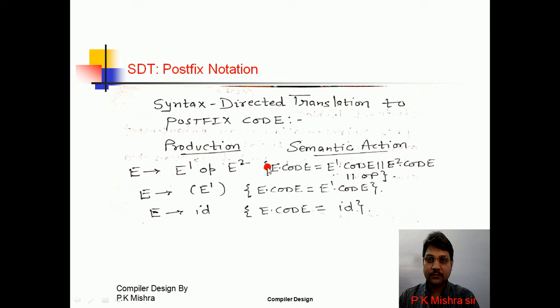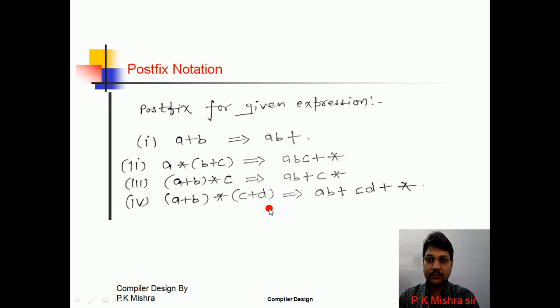Now, the next topic is the syntax directed translation scheme for postfix notation. Semantic actions in the translation scheme have a particularly simple form. The translation of the non-terminal on the left of each production is the concatenation of the translations of the non-terminals on the right, in the same order as in the production, followed by some additional string. First of all, we will see what a postfix notation is.